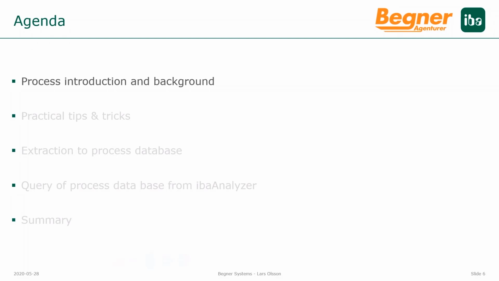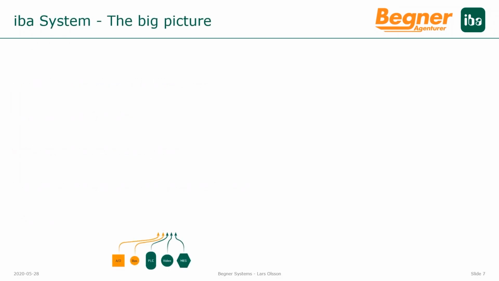Process introduction. The IBA system, you already know about this, but we will just give you a brief overview of how it works. There are some kind of signal sources in the south, let's say. Could be analog and digital signals, some bus monitors, PLCs, video signals, and information coming from manufacturing execution systems, and so on.